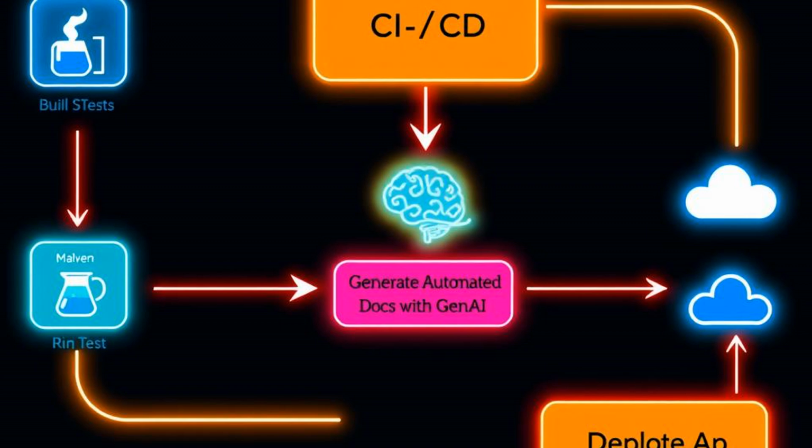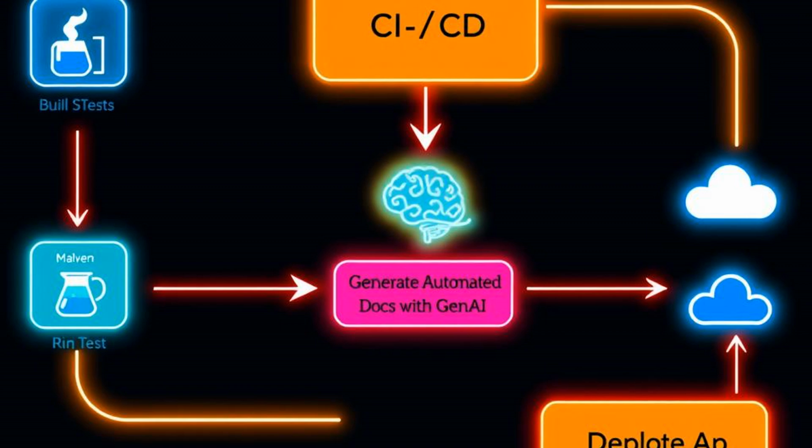Instead of manually writing or updating markdown files, we can feed our AI models snippets of source code, configuration files, and pipeline scripts. The AI can then interpret these inputs, identify key functionalities, parameters, and dependencies, and translate them into clear, concise, and comprehensive documentation. This isn't just about simple summarization, it's about intelligent synthesis.